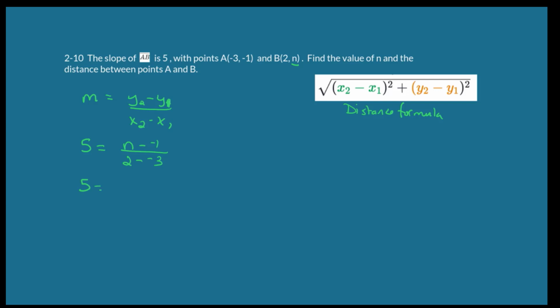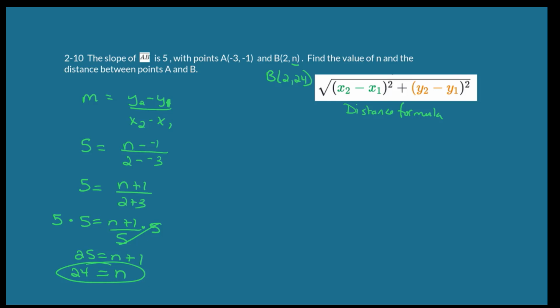I'm going to go one more step here, though, and convert some of these things that are negative to plus. So n plus 1 over 2 plus 3. So that's going to be 5 equals n plus 1 over 5. Now what we're going to do is multiply by 5, so we can get this 5 out of the denominator. So that means 25 equals n plus 1. We subtract 1, and n equals 24. So we now know that our point B is (2, 24).